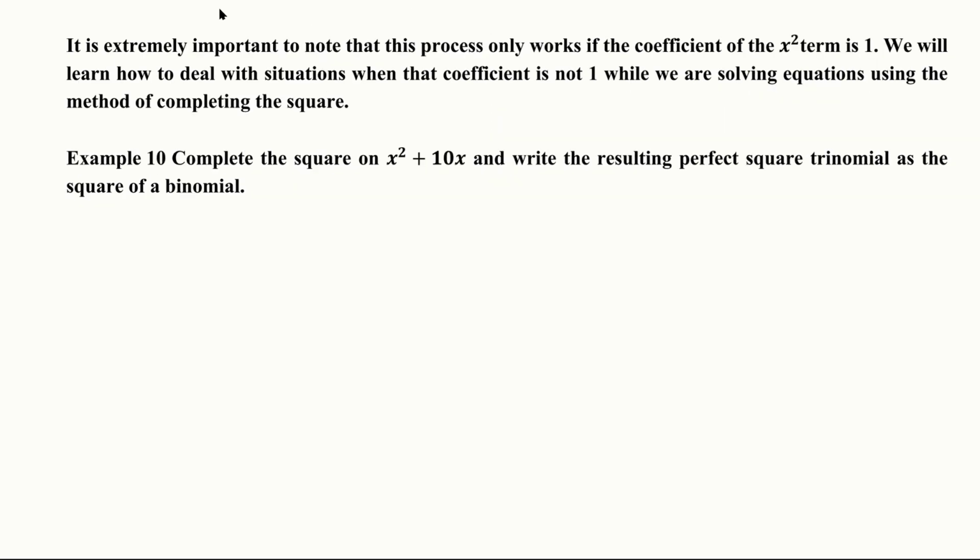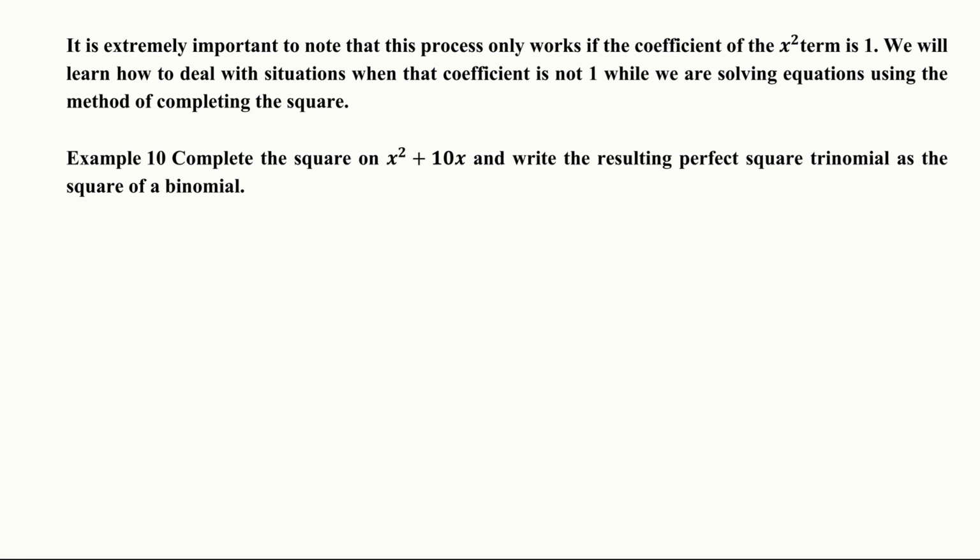I want to reiterate, because it's extremely important to note, that the process only works if the coefficient of the x squared term, or the lead coefficient, is 1. We will learn how to deal with situations where the coefficient is not 1 while we're solving equations using the method of completing the square. So let's say we want to try the x squared plus 10x, which we mentioned in the last step, right? So remember, very simple, right?